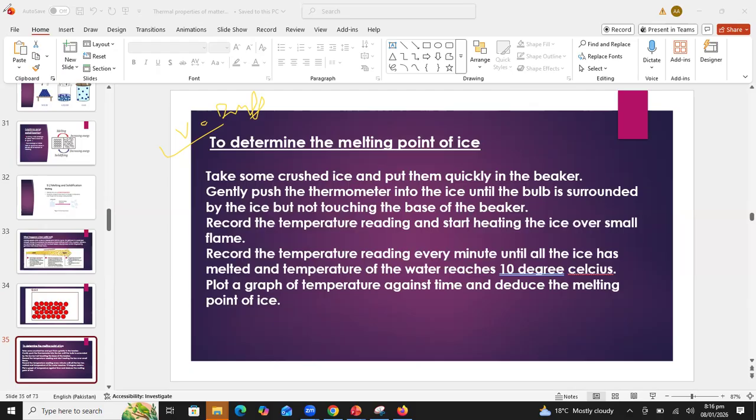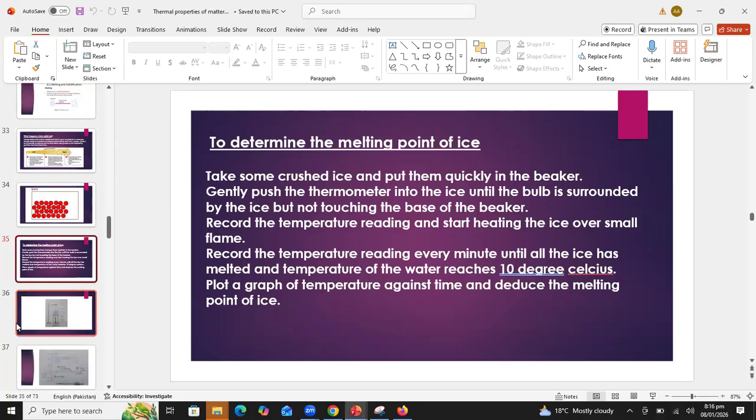Okay, so we are performing one experiment right now. It means obviously we require some apparatus to conduct this experiment. So this is the experiment, I am repeating, students: to determine the melting point of ice. What are the apparatus we will need to perform this experiment?